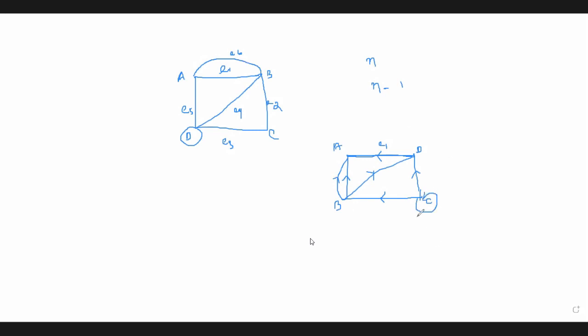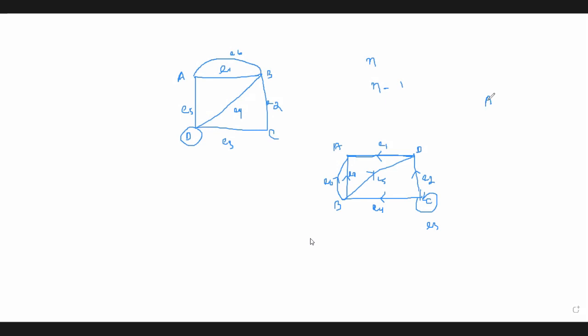So in this graph, how many edges are here? 1, 2, 3, 4, 5, 6, 7. So E1, E2, this is E3, E4, E5, E6, and E7. So now from this graph, can we find out what is the in degree or out degree of a node? From this graph, we can easily create the adjacency list, isn't it?